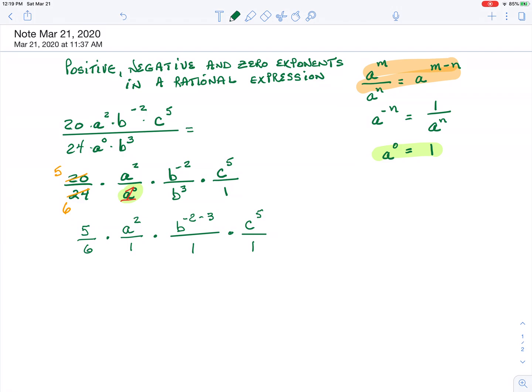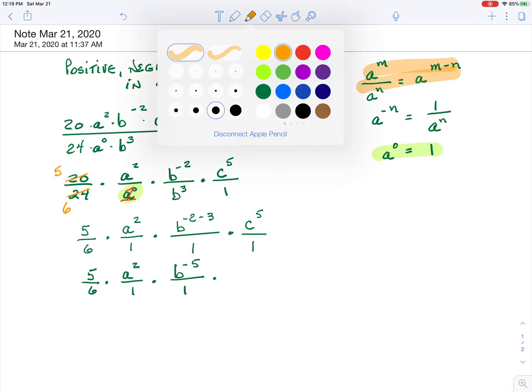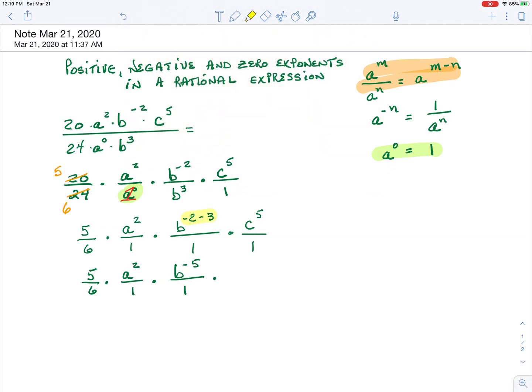All right, so let's see here. What have I got? I've got 5/6. I've got a squared over 1. I think it's important to keep these over 1 so you don't lose track of where you are, whether something is sitting in a numerator or a denominator. And did you notice there that I took the -2 added to the -3 to come up with a -5 exponent? And then out here I'm just copying down c to the 5th over 1.